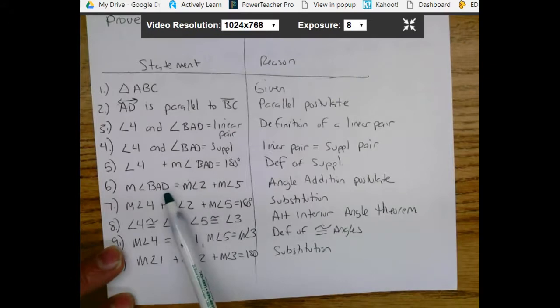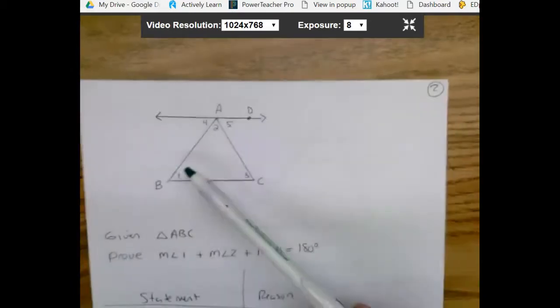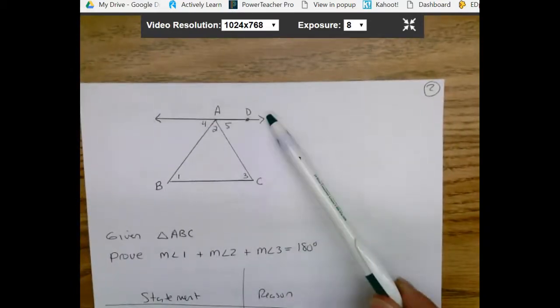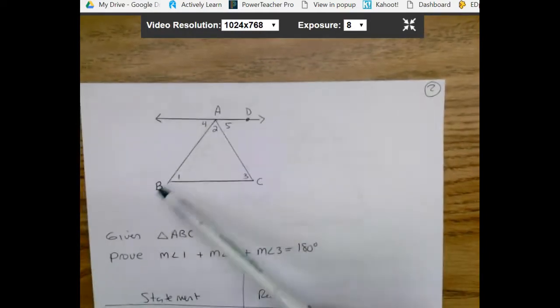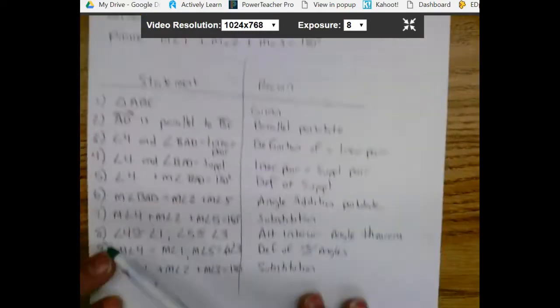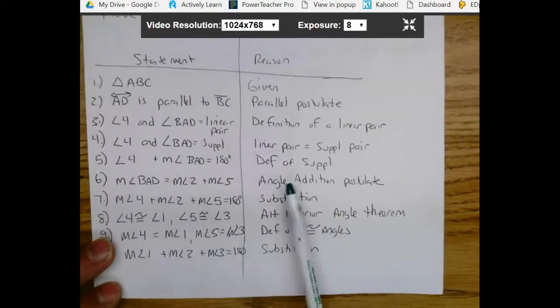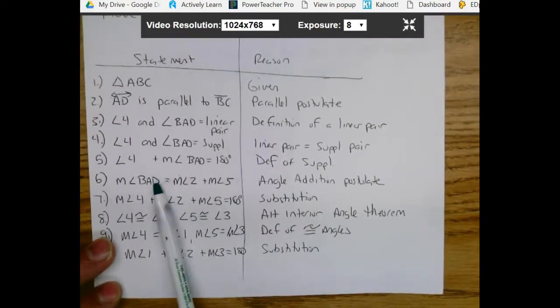Okay, and then we're going to say that the measure of angle BAD, what are the two angles then? The measure of angle BAD is the measure of angle 2 plus the measure of angle 5. So BAD, right here, is angle 2 and angle 5. If we add these two angles together, we get the measure of angle BAD. So that's our next step.